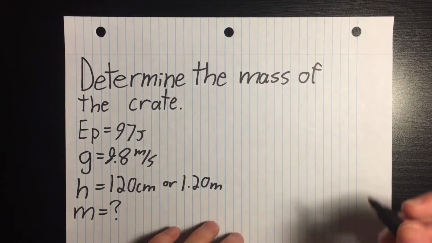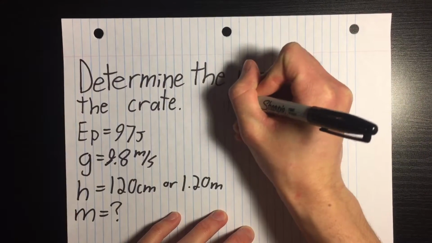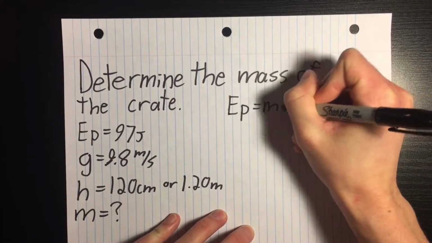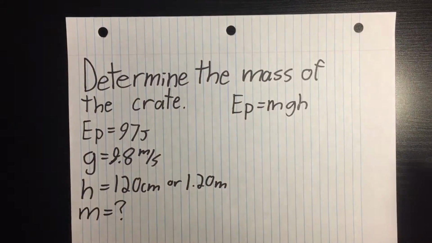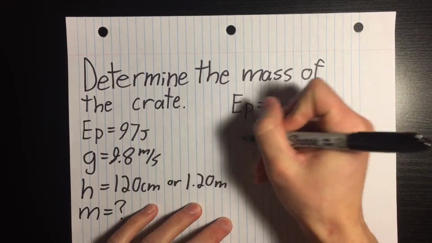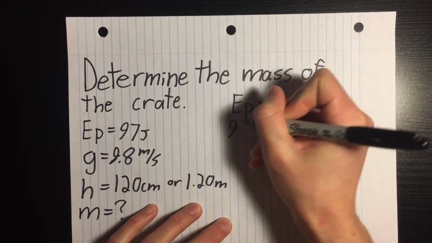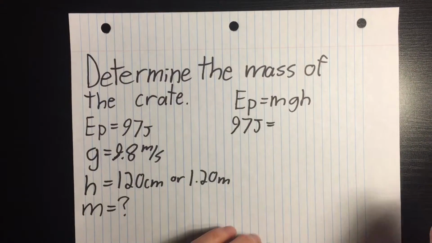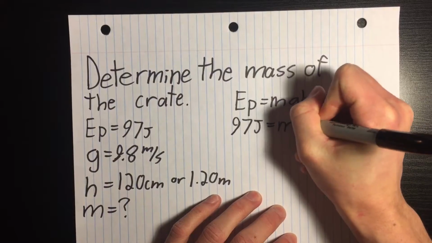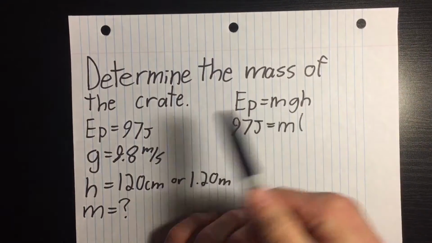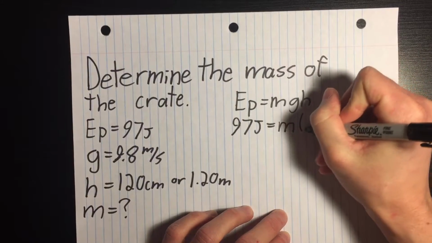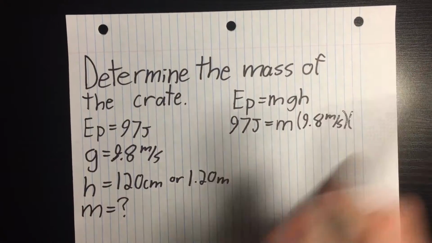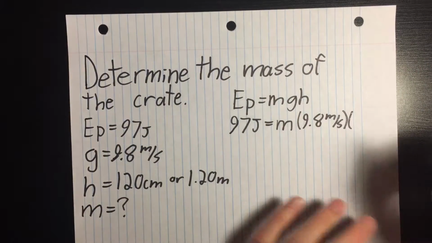So in order to calculate this, we're going to use the formula that we just went over, which is EP equals mgh. Alright, so like I said, we know our EP, that's 97 joules. So we'll throw that in there. And our M, we don't quite know yet, that's what we're solving. So we're just going to leave that there. And our force of gravity, we should know, which is 9.8 meters per second. And then our height, we're going to use meters, which is 1.20 meters.